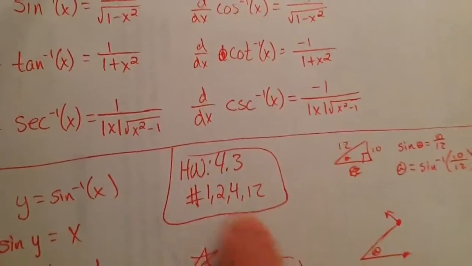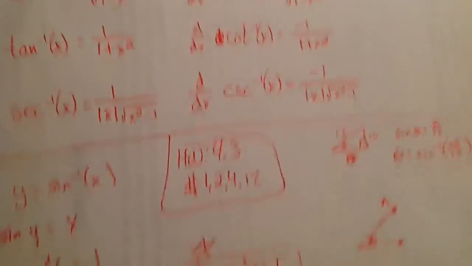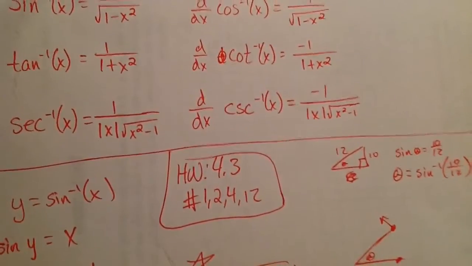Here's your homework. 4.3, number 1, 2, 4, and 12. It's just doing derivatives with some of these in there, and I'll do one example, and that's it for now.